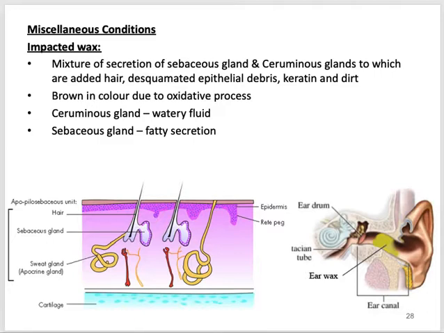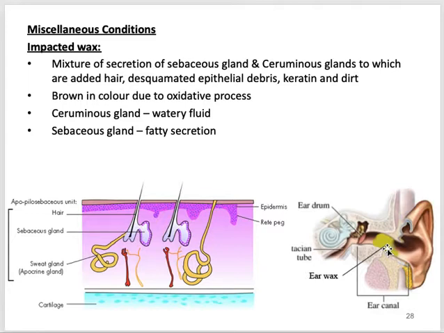Okay, so in miscellaneous conditions, if you can see over here, there could be impacted wax. Now this is something very, very common, guys. You are going to see a lot of it. Of course, the wax is composed of secretion from the sebaceous glands and ceruminous glands, hair, desquamated epithelial cells, keratin and dirt, and simply when this collects, it can block the ear canal or it can impact anywhere.